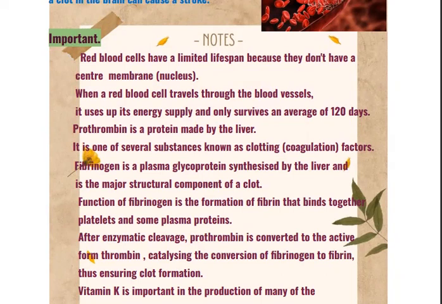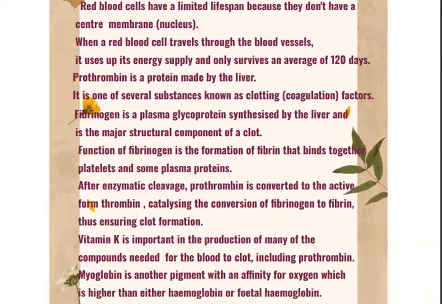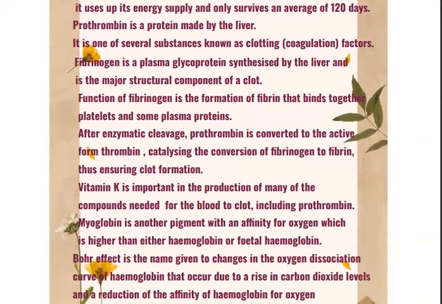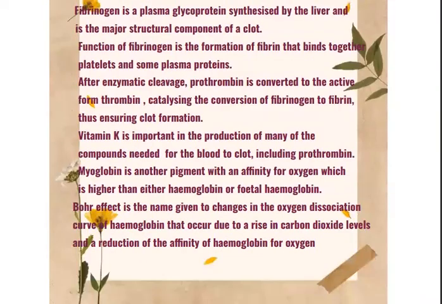Fibrinogen is a plasma glycoprotein synthesized by the liver and is the major structural component of a clot. The function of fibrinogen is the formation of fibrin that binds together platelets and some plasma proteins. After enzymatic cleavage, prothrombin is converted to the active form thrombin, catalyzing the conversion of fibrinogen to fibrin, thus ensuring clot formation. Vitamin K is important in the production of many of the compounds needed for the blood to clot, including prothrombin.